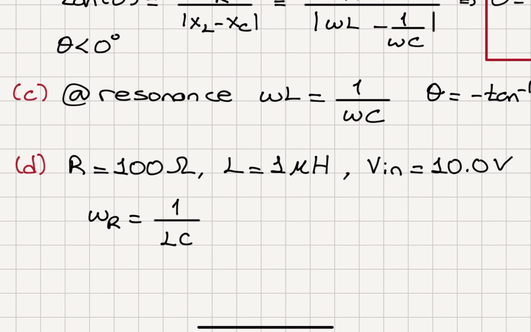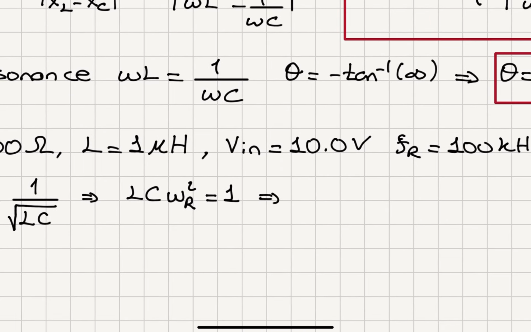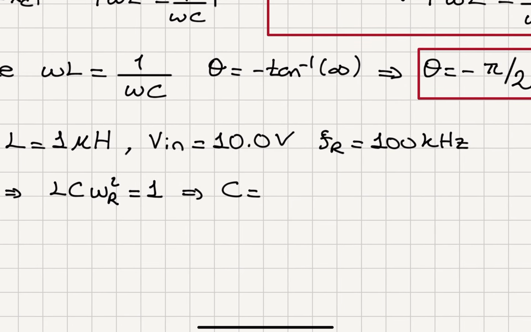square root of LC, which is found from this equation. Omega square is 1 over LC. So omega resonance is 1 over square root LC. So LC omega resonance square is equal to 1. Then the capacitance, because this has a variable capacitance, capacitance will be 1 over L. For omega resonance, we will substitute 2 pi Fr, so it's 4 pi square F resonance square.